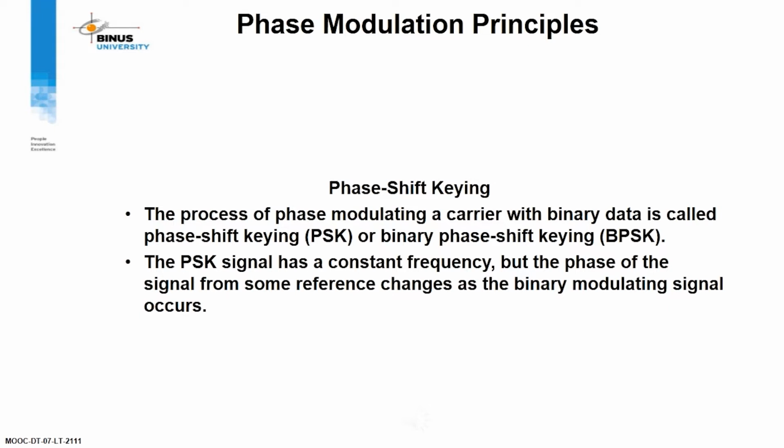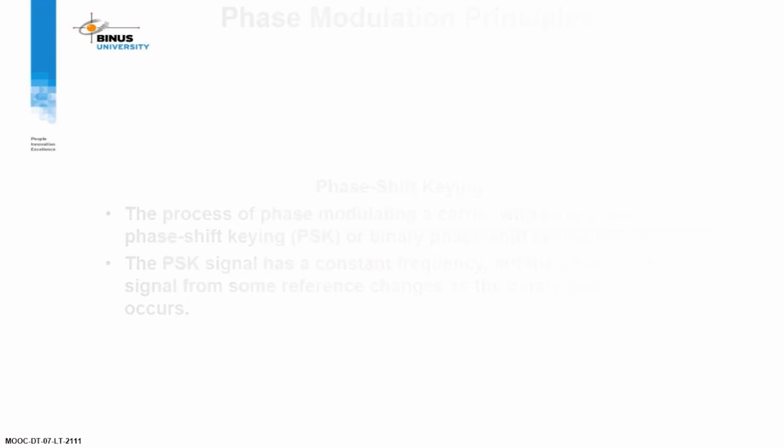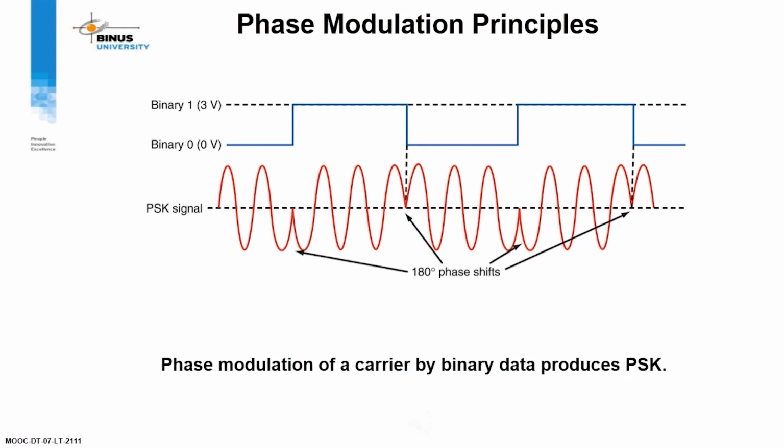Phase shift keying. The process of phase modulating a carrier with binary data is called phase shift keying, PSK, or binary phase shift keying, BPSK. The PSK signal has a constant frequency, but the phase of the signal from some reference changes as the binary modulating signal occurs. This slide shows phase modulation of a carrier by binary data that produces PSK.